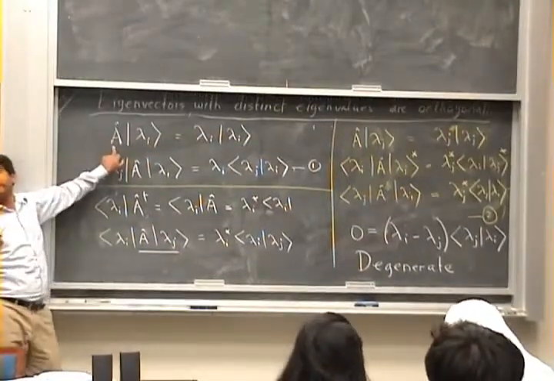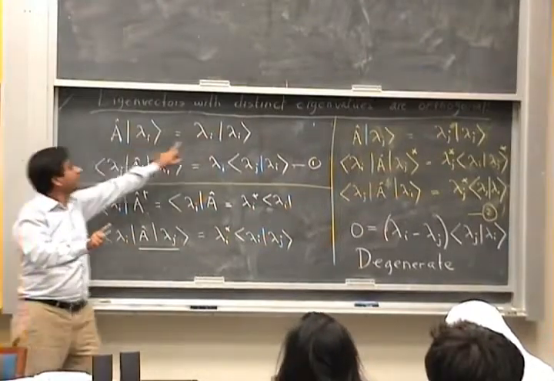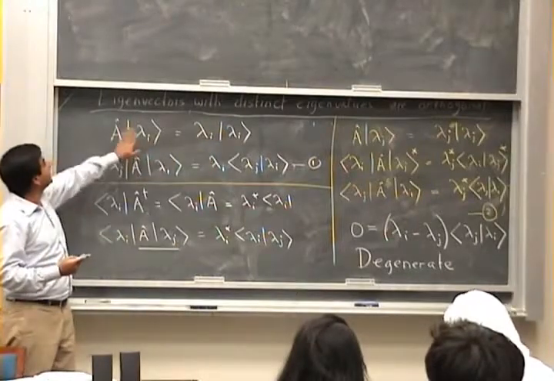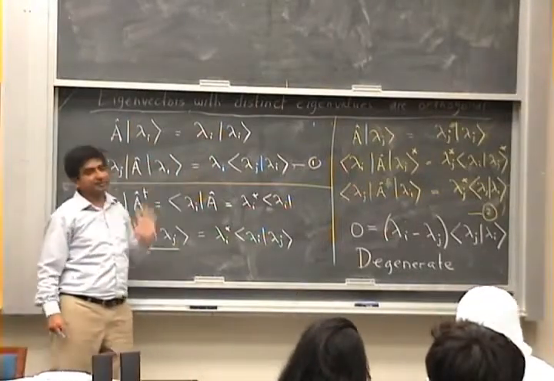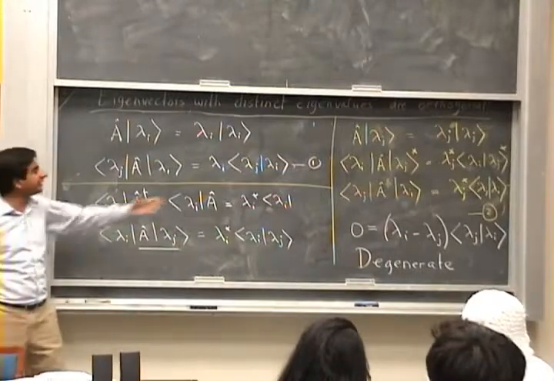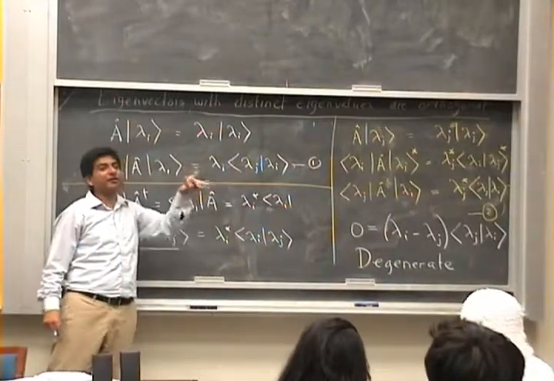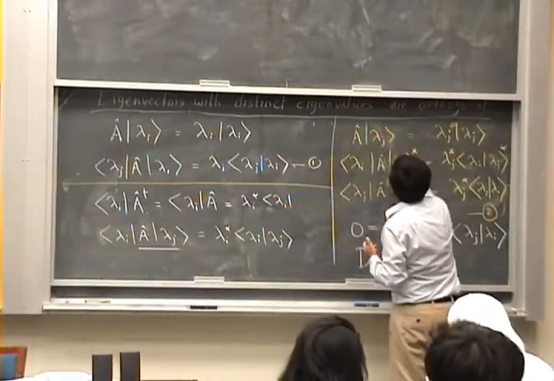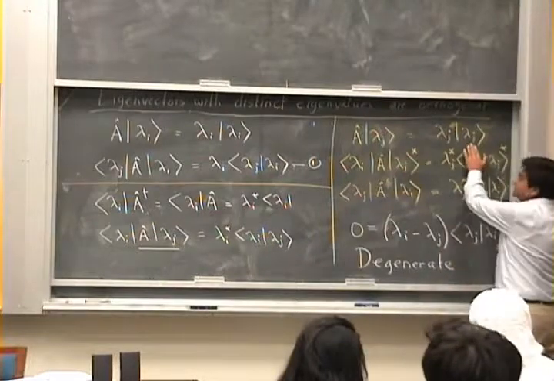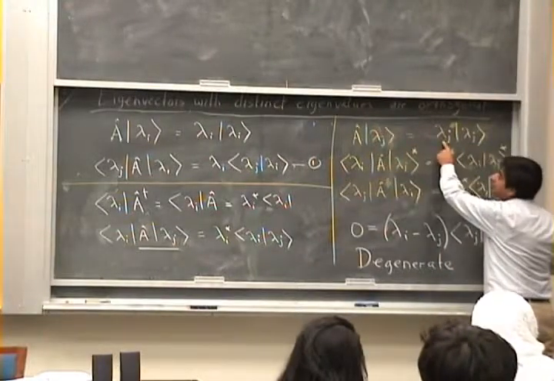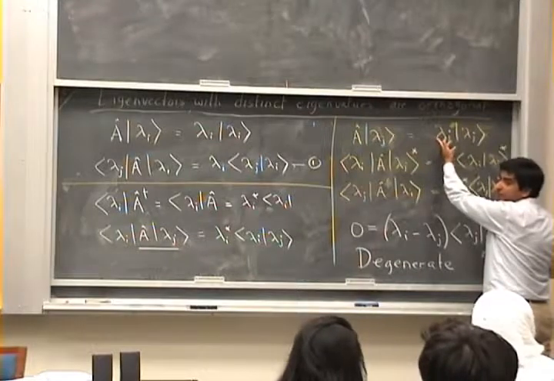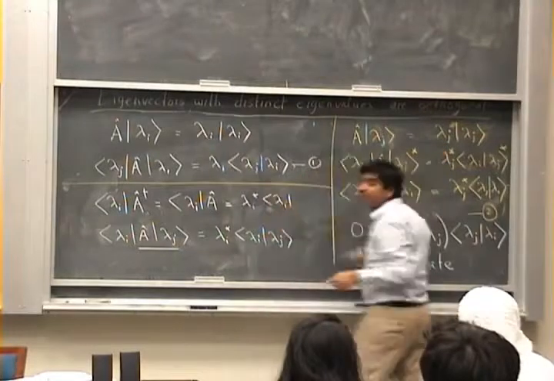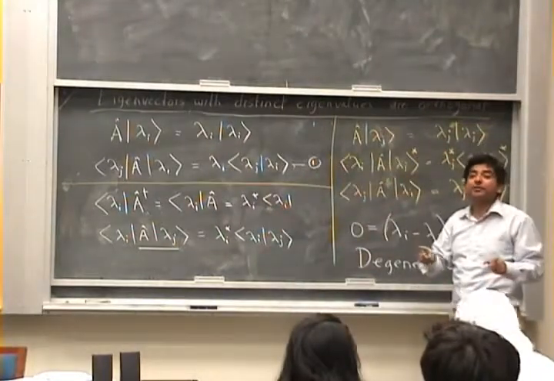I'm explaining again. A is a Hermitian operator acting on its eigenstate. I recover the eigenstate with the corresponding eigenvalue. I take the inner product with lambda j. I get this expression. I get a number here, a sheer number, a scalar. Now I act A on another eigenstate lambda j. I get the same state because it's an eigenstate with an eigenvalue lambda j. These numbers could be the same or different. If they are the same, it's called degenerate. If they are not the same, they're called non-degenerate.